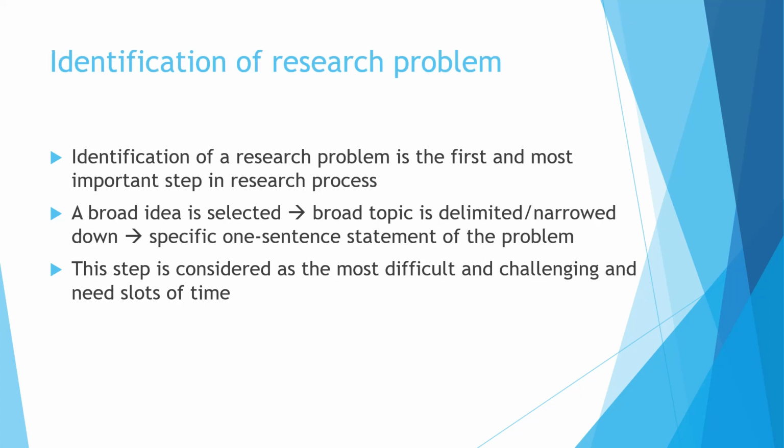Identification of the research problem is the first and most important step in the research process. Generally, a broad area is selected first, and then a broad topic is delimited or narrowed down to a specific one-sentence statement of the problem. And this one-sentence statement of the problem, you need to elaborate more and explain in a paragraph.